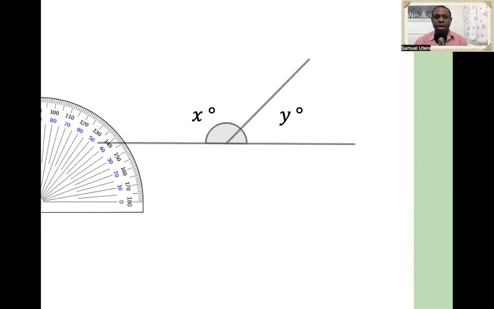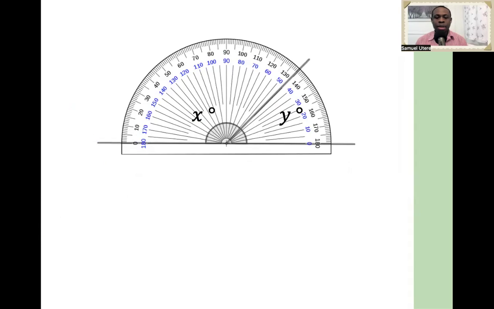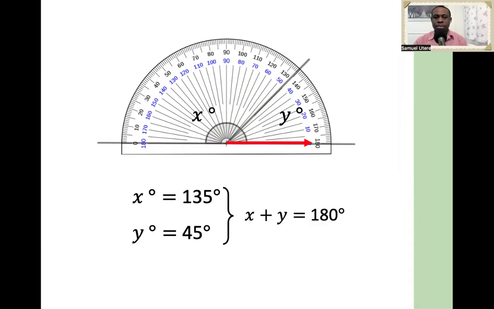What about X and Y? What can we say about X and Y? If we put the crosshairs of the protractor on the vertex where both angles meet, we'll see that X is 135 degrees and Y is 45 degrees because you're measuring from 135 to 180. So you've just moved a 45 degree turn. X and Y therefore add up to 180 degrees.